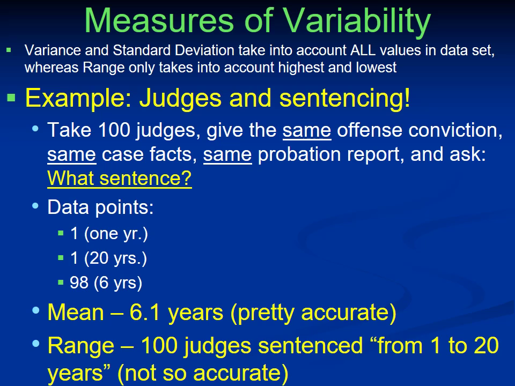If all you said was, well, I surveyed 100 judges with these same facts and same reports, and they issued sentences from 1 to 20 years, even though that's a true statement, right? They did issue sentences from 1 to 20 years. It's not very accurate at all, and it's sort of misleading, right? Because in 98 out of 100 judges, you had, in fact, absolutely no variation.